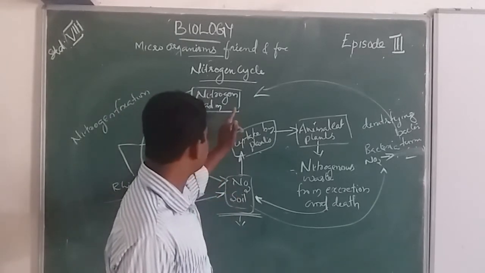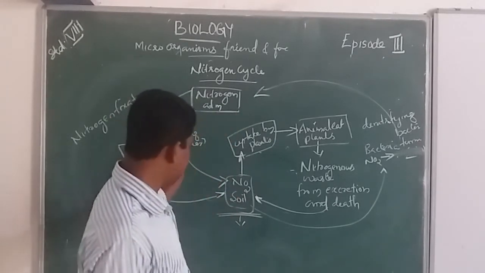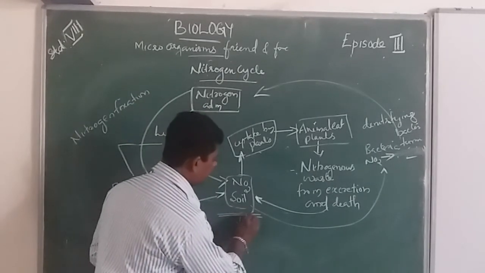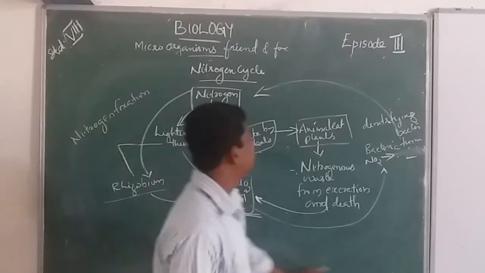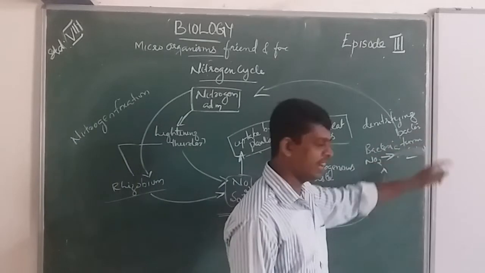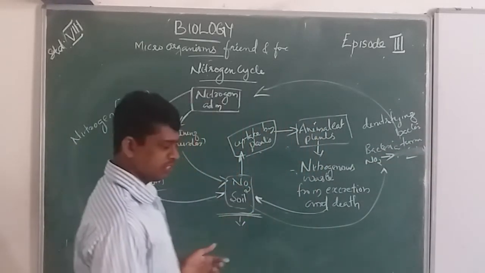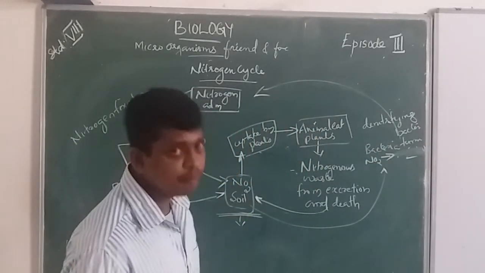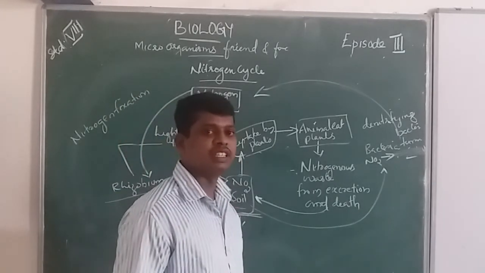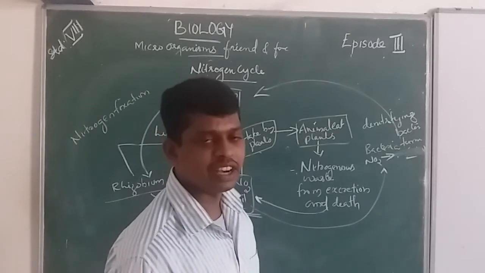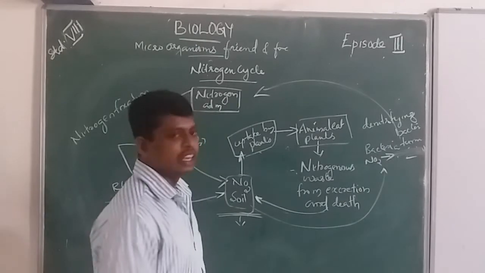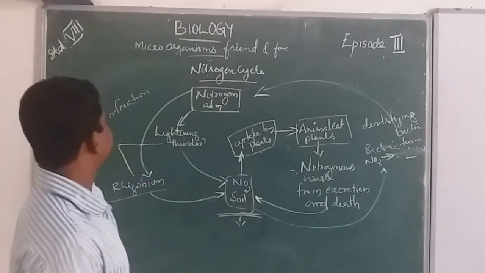Then atmospheric nitrogen is in the soil as nitrate, and finally this soil nitrate is converted to atmospheric nitrogen with the help of denitrifying bacteria. What is the importance of denitrifying bacteria? The denitrifying bacteria convert soil nitrate to atmospheric nitrogen. This is the nitrogen cycle. Okay.